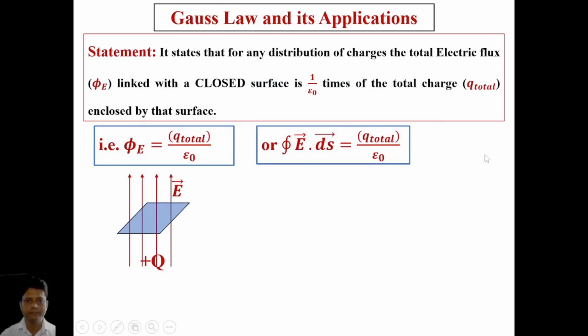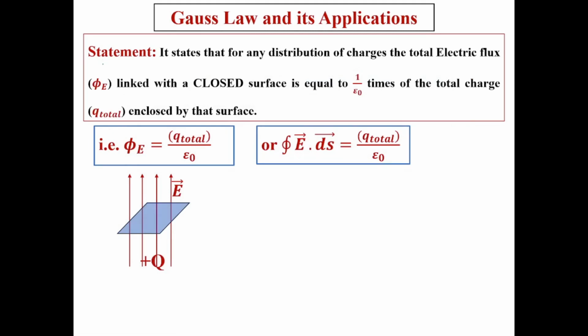Okay, so let's start. According to the statement of Gauss law, for any distribution of charges, the total electric flux, that is phi subscript E, linked with a closed surface is equal to 1 by epsilon 0 times the total charge, that is q total, enclosed by that surface. Mathematically, phi E equals q total by epsilon 0, or this phi E can be represented as the surface integral of E dot ds equal to q total by epsilon 0. Here E represents the electric field intensity.